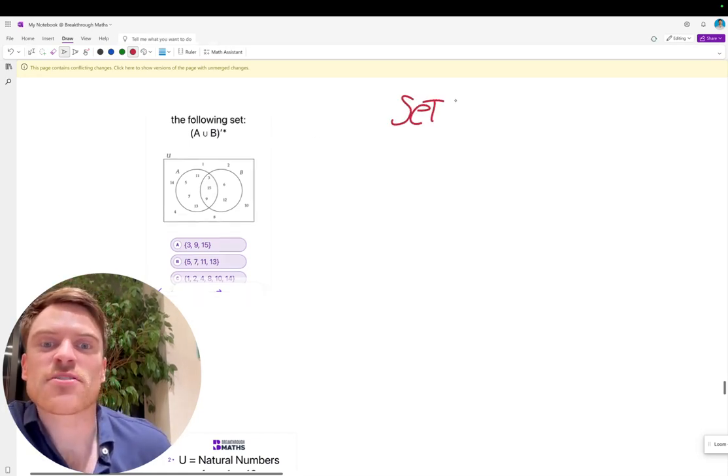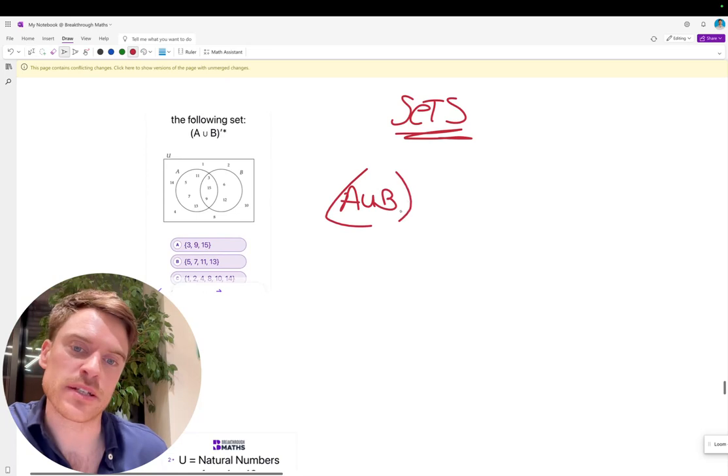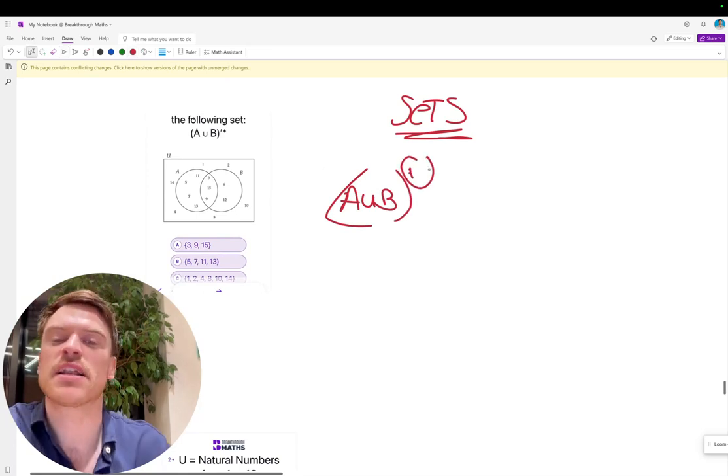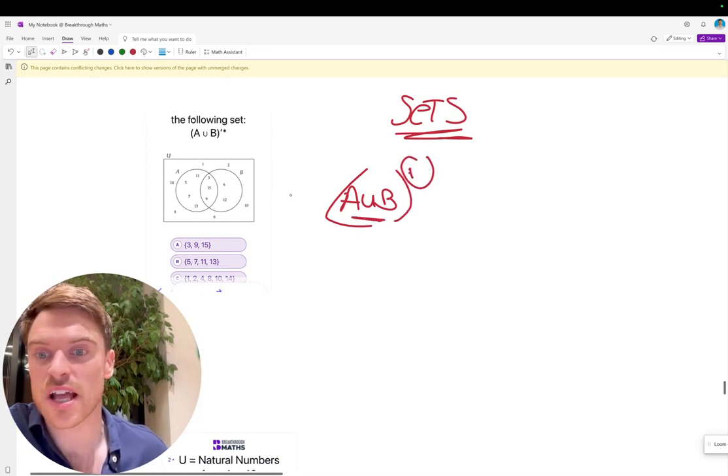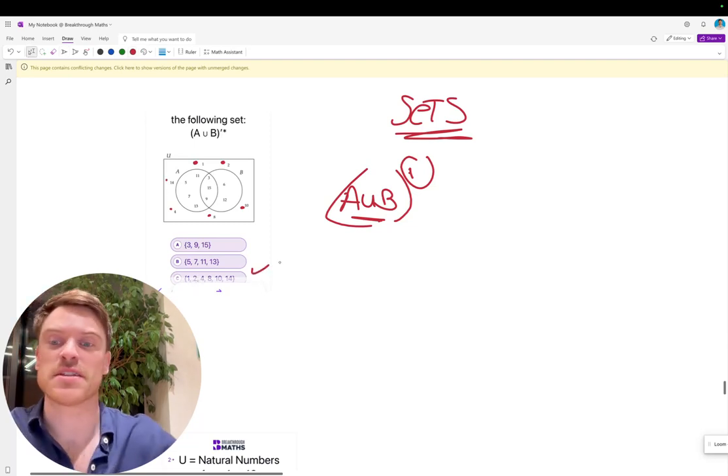Sets. I think sets or Venn diagrams are probably one of the hardest topics in first year. Now, A union B complement. That thing here means everything that's not in A union B, that complement. So it's the 1, the 2, the 10, the 8, the 4, and the 14. 1, 2, 4, 8, 10, 14. The answer is C. That's what it means. All right.